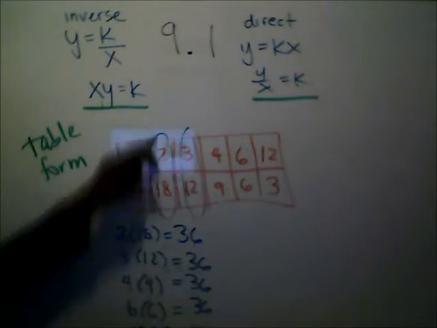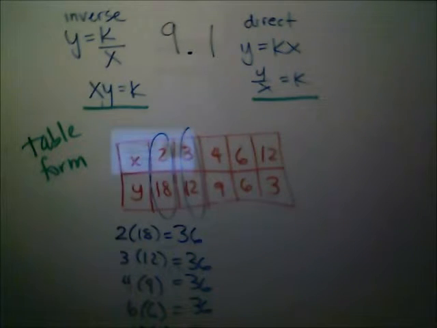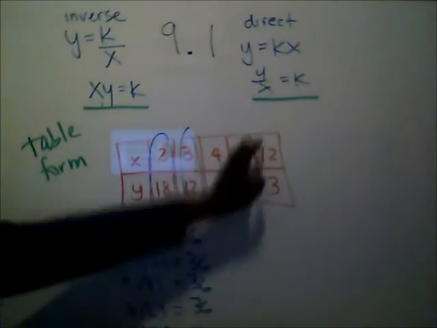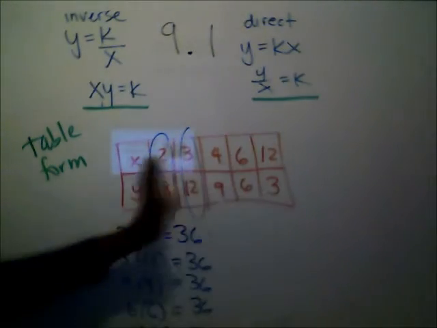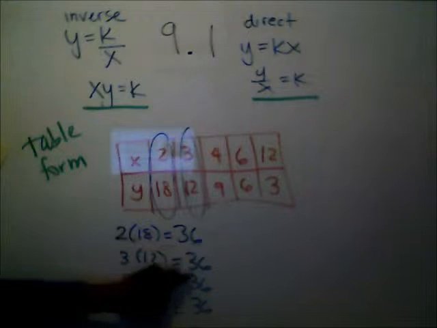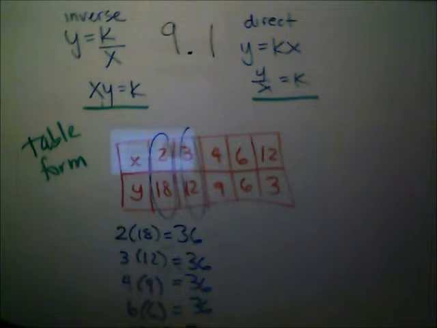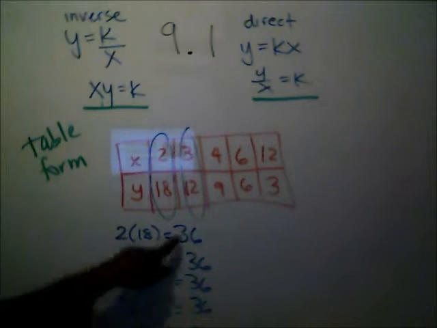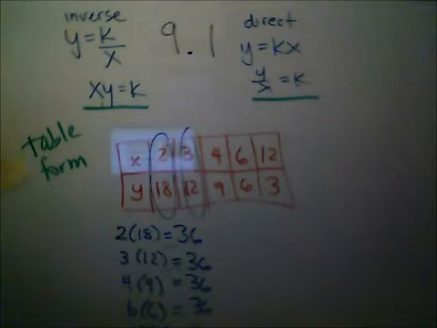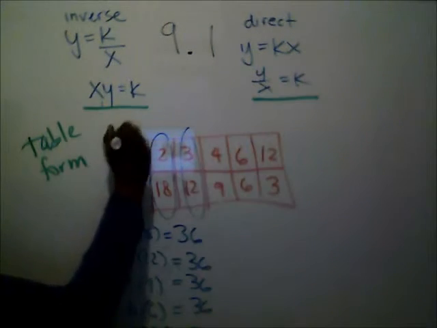Now be sure to test all of them in the table. It's not uncommon for teachers to have all of these work and then the last set doesn't work. If you were to have all of these equal 36, but then this last one wouldn't work, we would have to say it's neither. You have to get the same number each time when you multiply in order for us to say that this is inversely related.